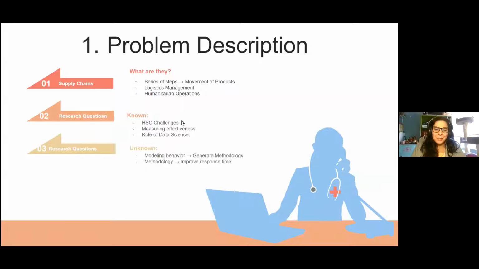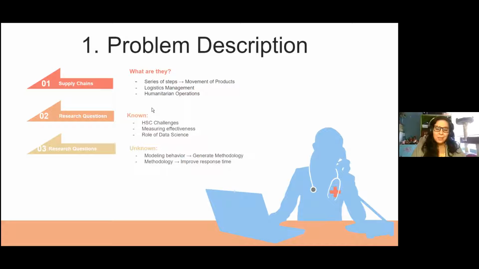So for my problem description, first I started looking at supply chains. Actually, I first started looking at the cold chain for food distribution, but then I became more passionate about the healthcare sector. So what is a supply chain? It's a series of steps for the movement of goods or products or even services. And they are managed by logistics. And in my case in particular, they are called humanitarian supply chains. So they focus on humanitarian operations.